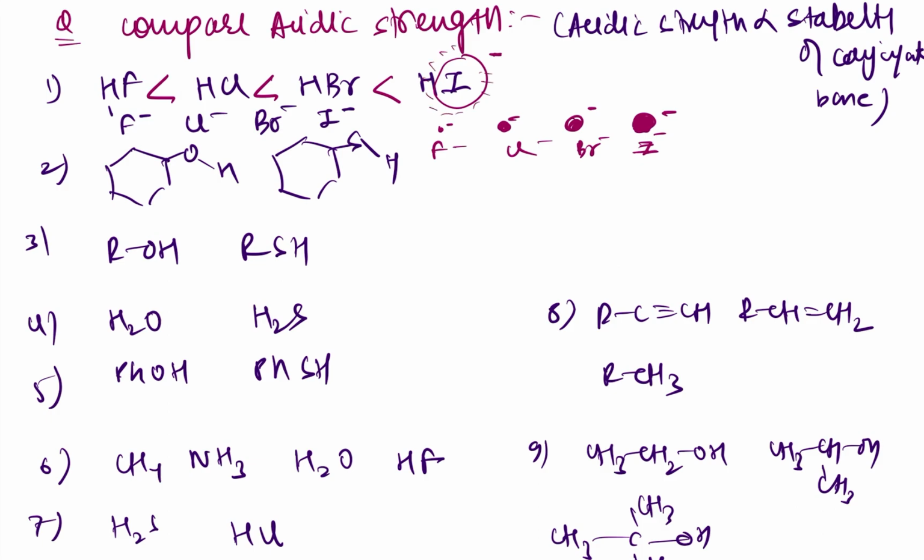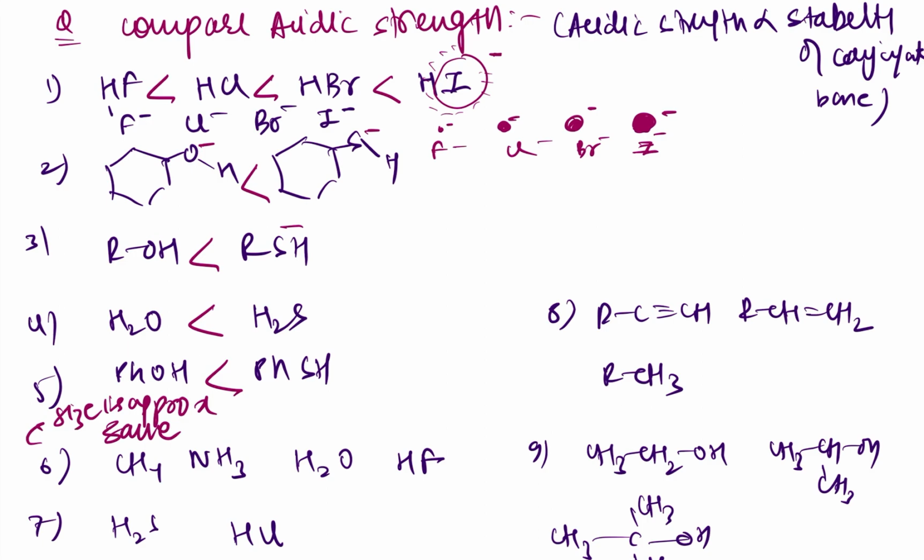Here also S minus versus OH minus, due to more size. Here also due to more size. Now CH4, NH3, H2O, HF. Here, if you see, we are moving left to right. Now the size is approximately the same and the charge is equal, minus 1.